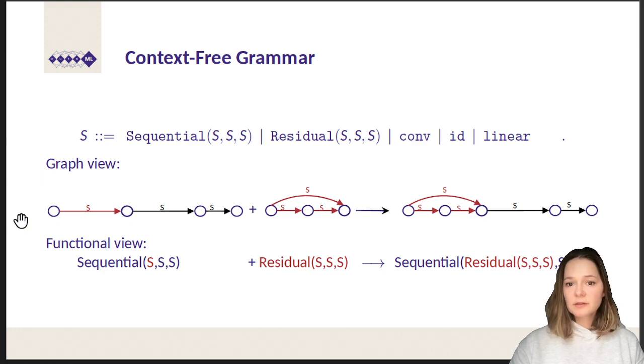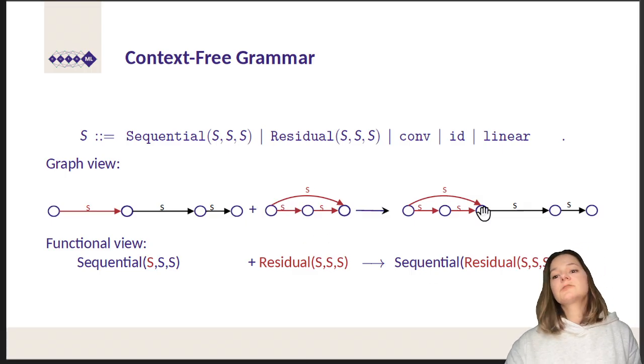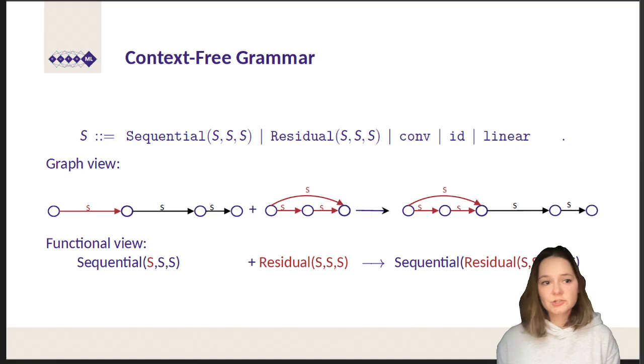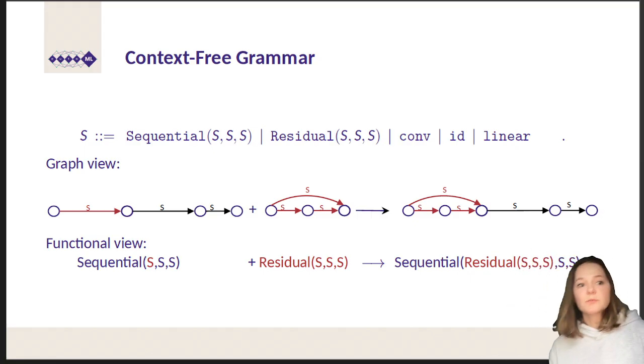resulting in the first part of our neural network, which we can see as a graph view here, our 4 edges, S S S, and then deciding that the first S is the residual, resulting in an overall graph view. So we expand the first S as a residual, and then we can expand the residual using, for example, any kind of terminals, using convolution or the identity or a linear layer.